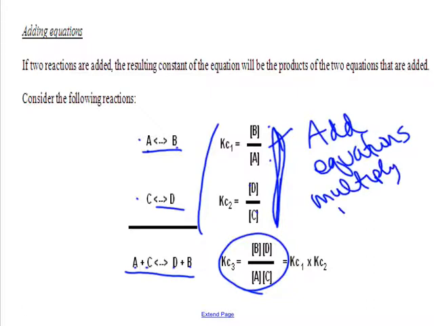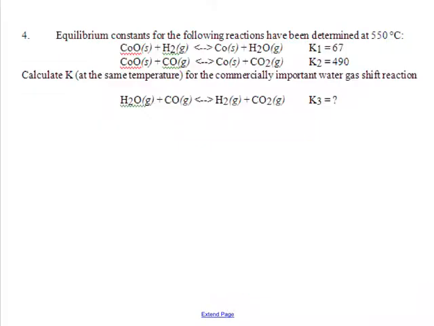Multiply. Just multiply them. Oh, multiply the K's, I should say. Multiply the K's when you add equations. So then the three things again. You reverse an equation, you take the reciprocal of the K. You multiply through by a coefficient, you do what to it? Raise it to that power. If you add up equations, what do you do to the K's? Multiply them. So those are the three manipulations you might experience.